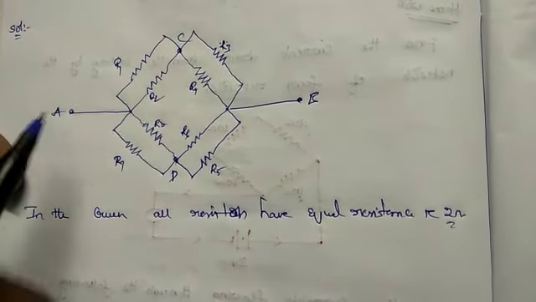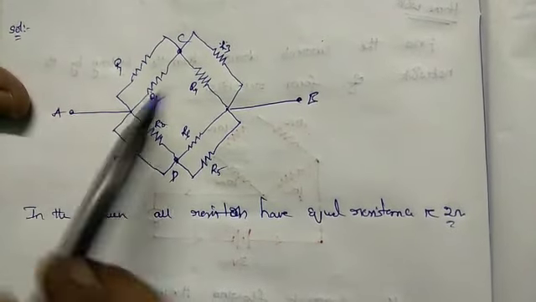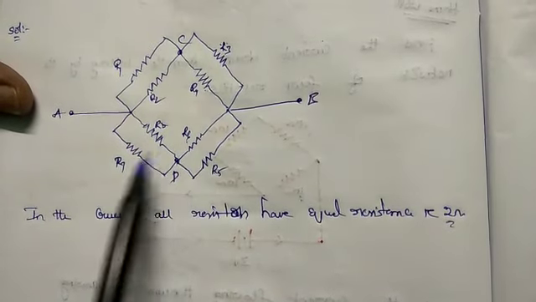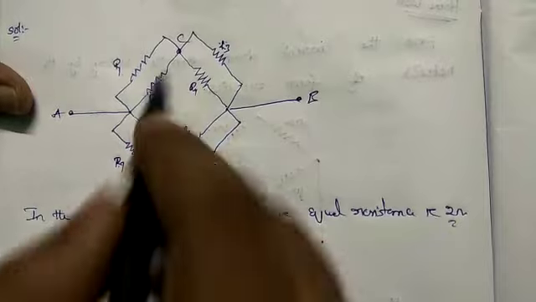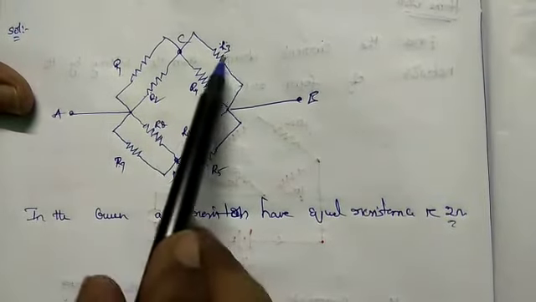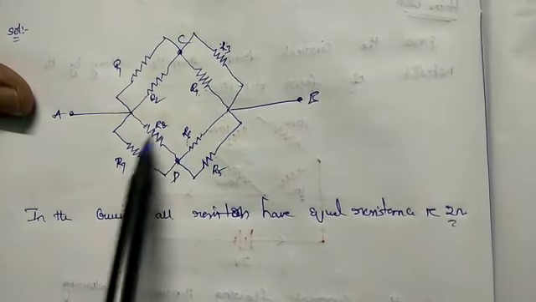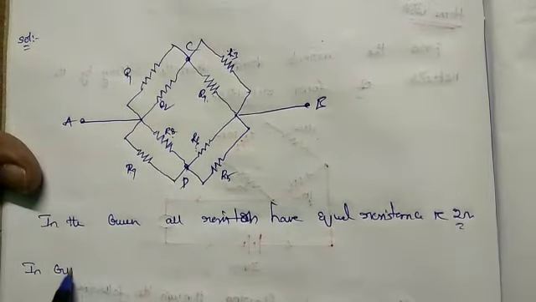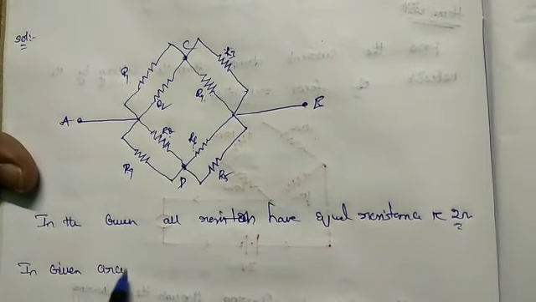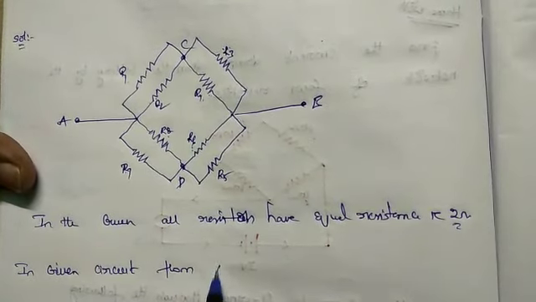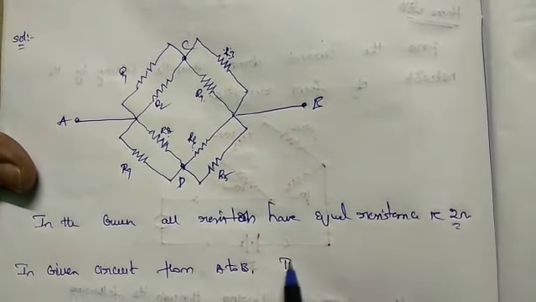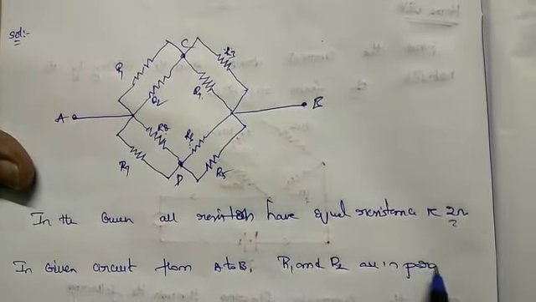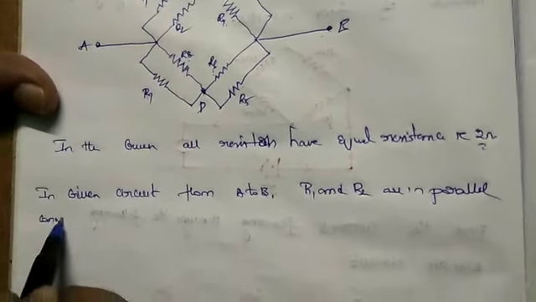First of all, see, R1, R2 are parallel and R3, R4 are parallel, R5, R6 are parallel and R7, R8 are parallel. So first we need from A to B. In the given circuit, from A to B, R1 and R2 are in parallel resistance, a parallel combination.